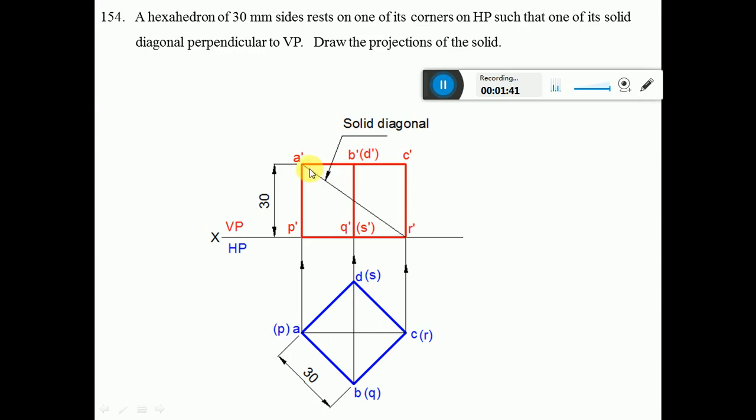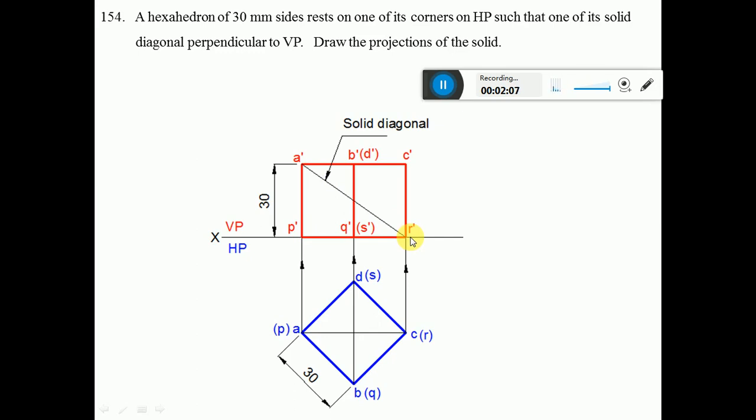So now we are considering any one of the diagonals. We are considering A dash R dash. We have to consider a diagonal in such a manner that it must be parallel to VP. Why should it be parallel to VP? Because that solid diagonal in the front view has to show the true length. Then only it is possible for us to make that solid diagonal parallel.